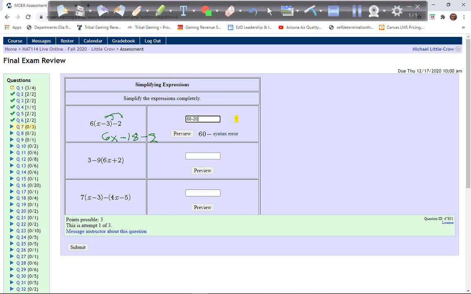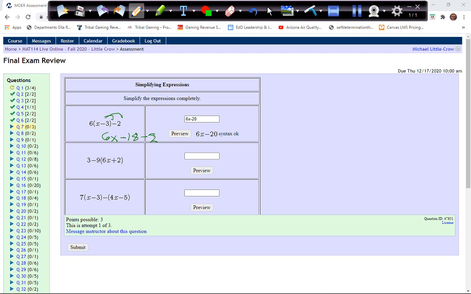6x minus 20. Oops. It should have been 6x, not 60. There we go. Okay. Second one, again, just more practice. We're going to distribute, but this negative is going to come with the distribution. So we're going to -9 times 6. So we get 3 minus 54x. And then -9 times +2 will give us a -18.